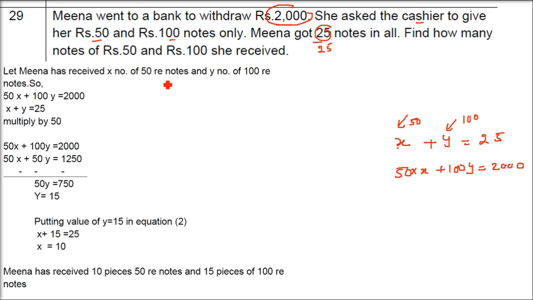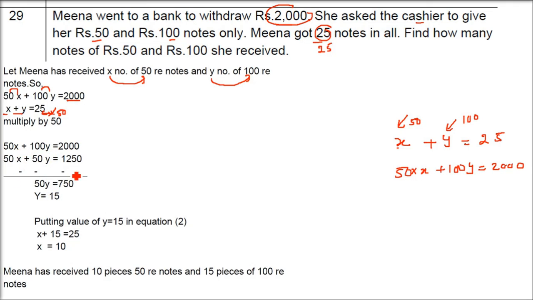You have to write exactly almost like this. So what we'll do: let Meena have received x number of 50 rupee notes and y number of 100 rupee notes, and x plus y is 25, and 50x plus 100y, the number of notes of 50 denomination and 100 denomination, will be 2000. So multiply the first equation by 50 and subtract the equations.